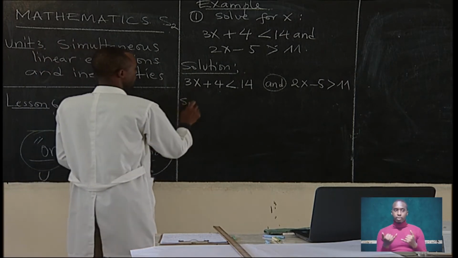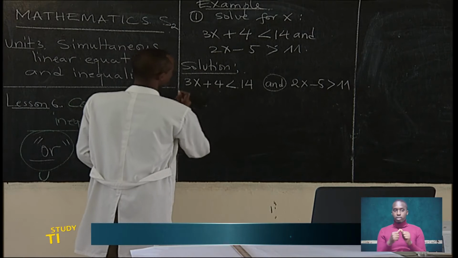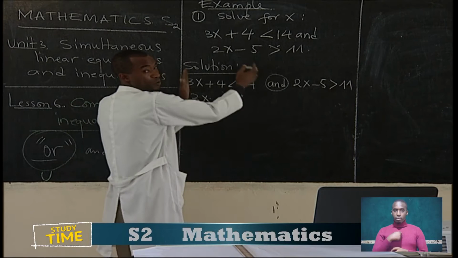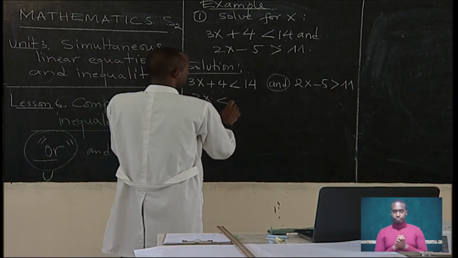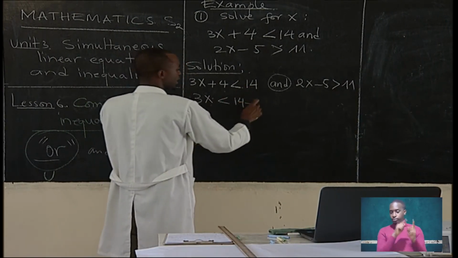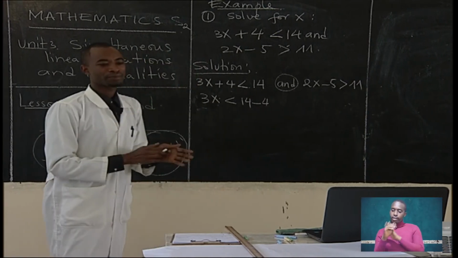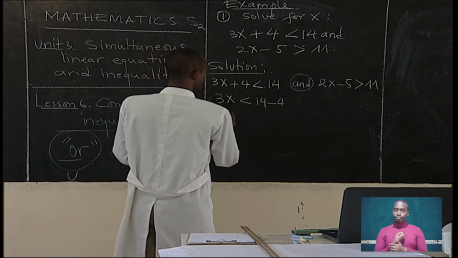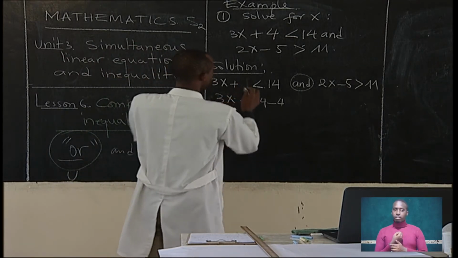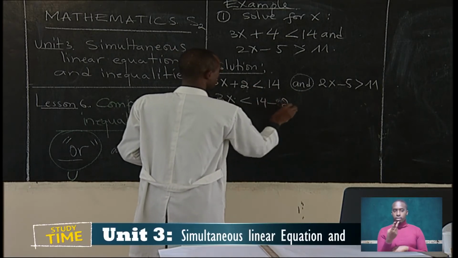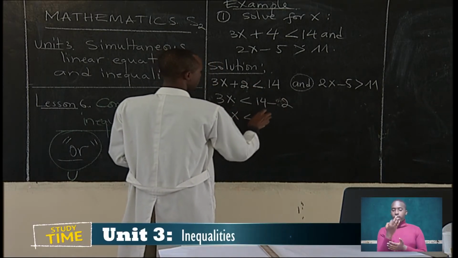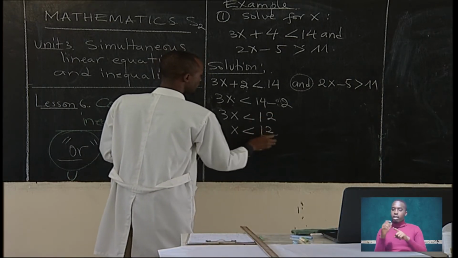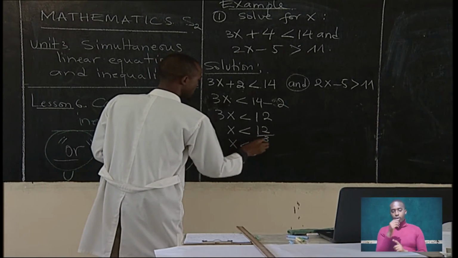Now, if we look for the solution, we've written it already. We have now 3x. We are going to first work on this one. 14, 4 goes on the other side, it becomes 4. Okay? And we have also 2 here, so that it will be 3x less than 12. And you have x less than 12 over 3, so x is less than 4.